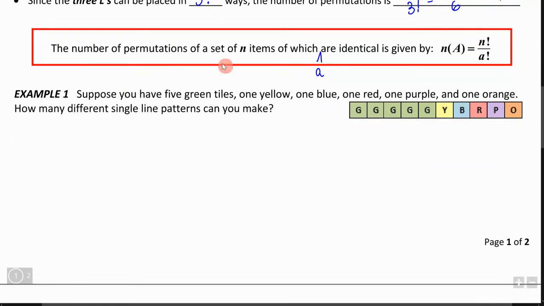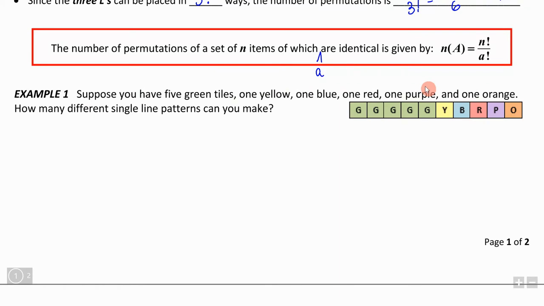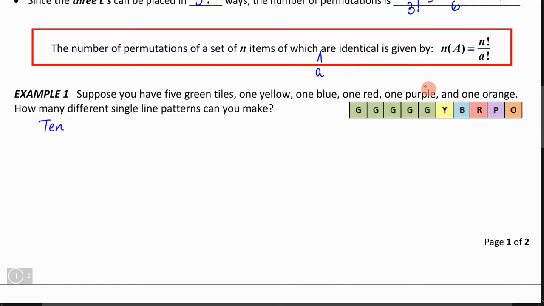So let's apply this rule. Suppose you have 5 green tiles, 1 yellow, 1 blue, 1 red, 1 purple, and 1 orange. How many different single line patterns can you make? How many tiles do we have in total? Well, we have 10 tiles. And how many of them are identical? 5 of which are identical. And which ones are identical? The green ones.